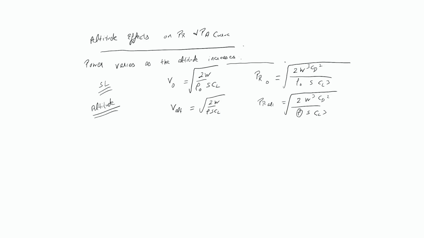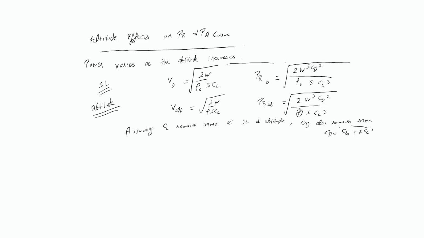Now assuming CL remains the same at sea level and altitude, then obviously CD also will remain the same, since CD equals CD naught plus K CL square.